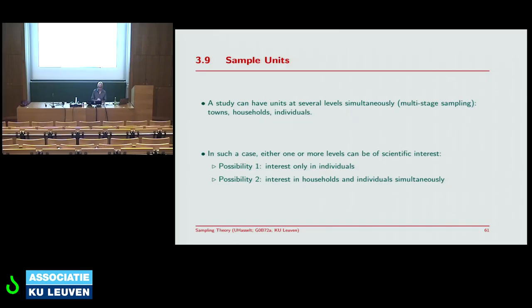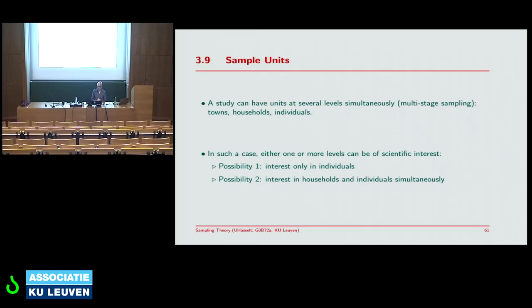Good. Next, sample units. A study can have indeed units at several levels at the same time. So we always have to define very carefully what we mean by our sampling units. For example, in the Belgian Health Interview Survey, what are the units? The towns, or the households, or the individuals? Well, all three. They're all three units, and one is not right or wrong. It just depends on what you look at.